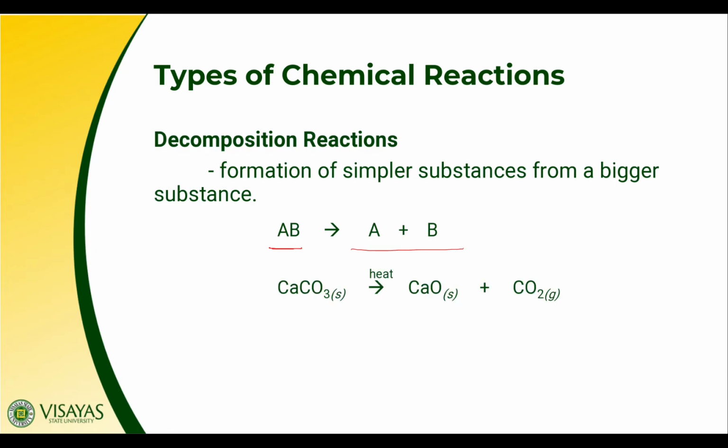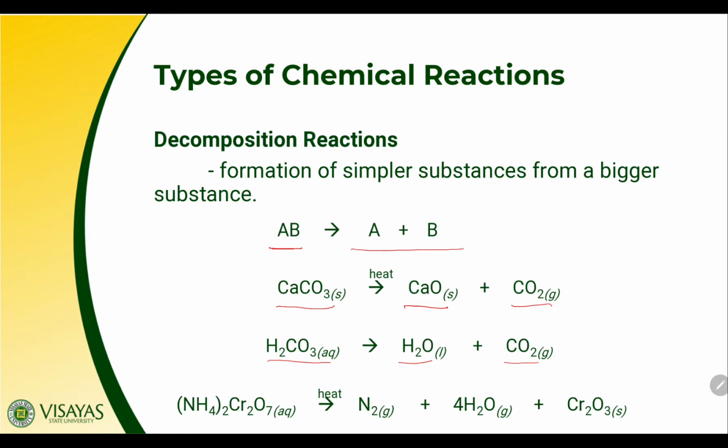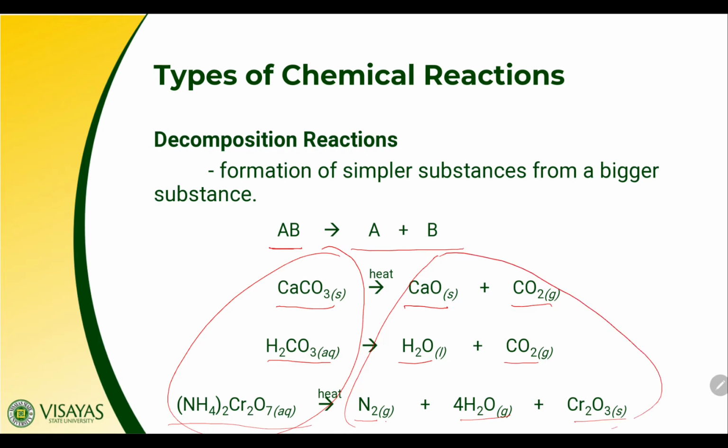Like, for example, we have calcium carbonate. It decomposes to form calcium oxide and carbon dioxide. Another example here, we have carbonic acid. This is a very weak acid which decomposes instantly to form water and carbon dioxide. Okay. Another example, we have ammonium dichromate, which forms nitrogen, water, and chromium oxide. So these are examples of decomposition reactions. We have a bigger substance in the reactant side, and we have simpler substances, 2 or more products formed.